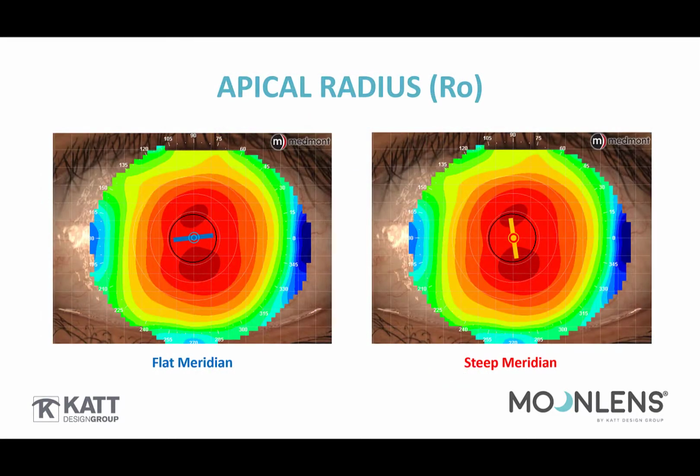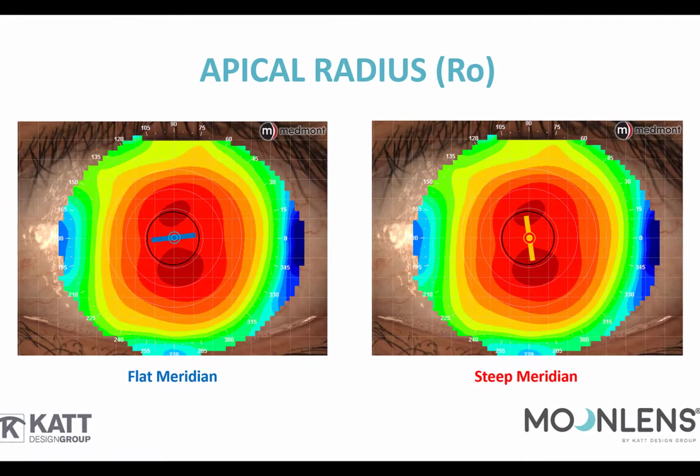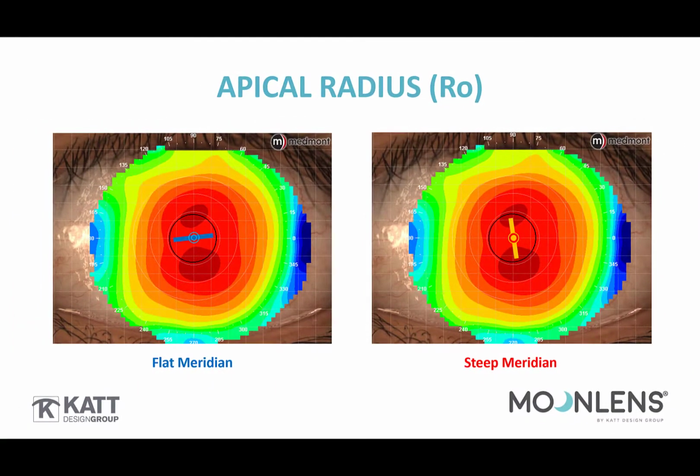From your corneal topographer, collect the apical radius of the eye along the flat and steep meridian. This is not the keratometry reading, but rather the curvature of the cornea at the apex. Many corneal topographers display this value as R0, or the radius at zero distance from center.